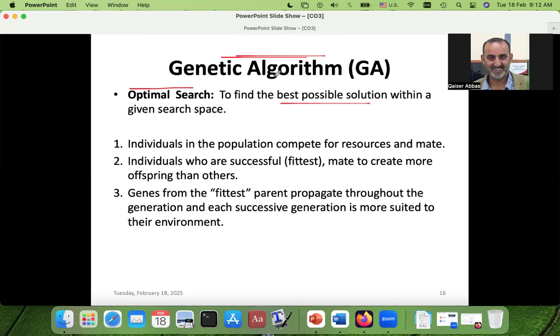And what is the idea for this genetic algorithm? The idea of this genetic algorithm is taken from biology. We have genes. Those biologists have developed some algorithm for the genes, and we have taken that idea from that field to computer science, and then we have this genetic algorithm.